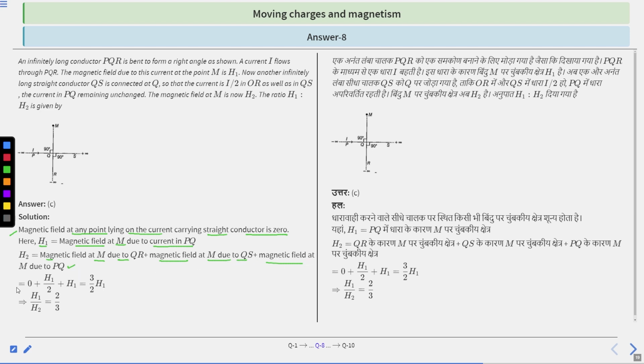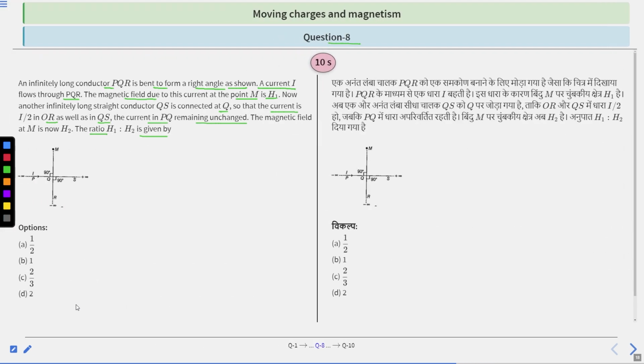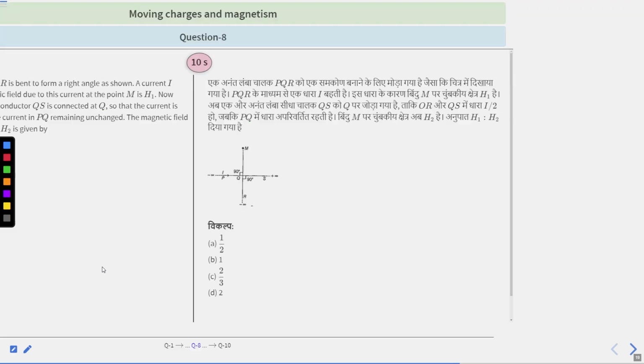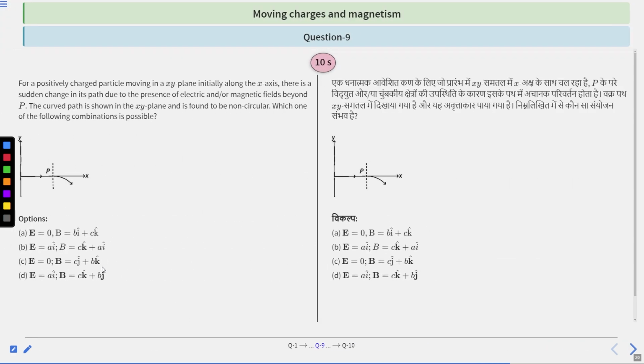So the answer is 0 plus H1 by 2 plus H1, and solving this term you will get 3 by 2 H1. So the question asked about the ratio. Ratio of H1 to H2 is what? So H1 divided by H2 is equal to 2 by 3, meaning the ratio 2 to 3 is the correct answer. Clear? 2 by 3 is the correct answer. Clear? Next question. Question 9.